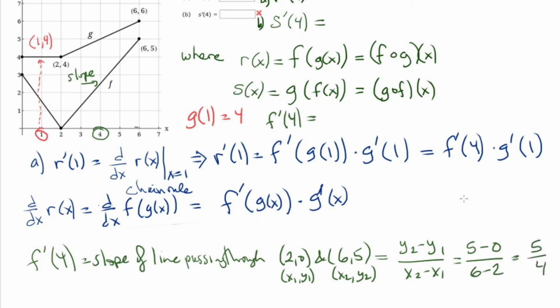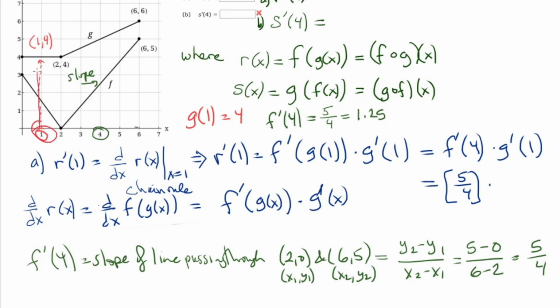Okay, so that's f prime of 4, right? 5 over 4. Or if you prefer, 1.25. I prefer the 5 over 4. So the first factor here is 5 over 4. Now, what's g prime of 1? So go back to 1. That's this thing in red here.